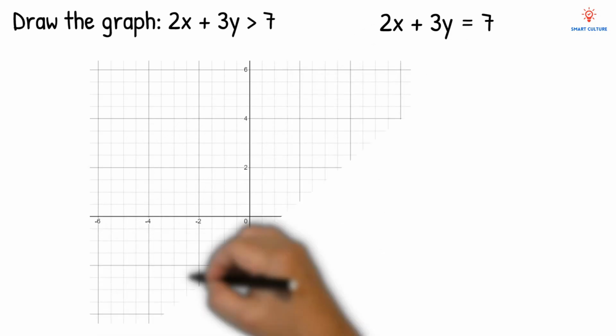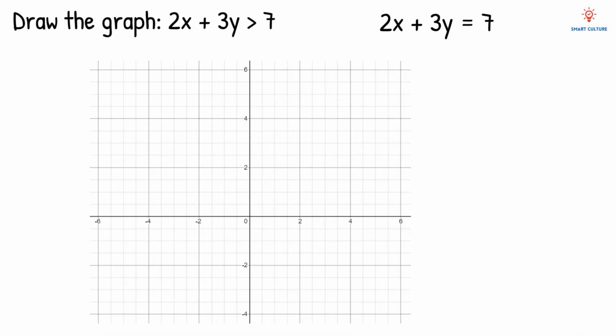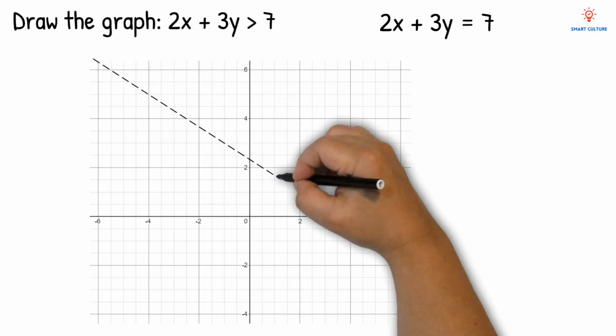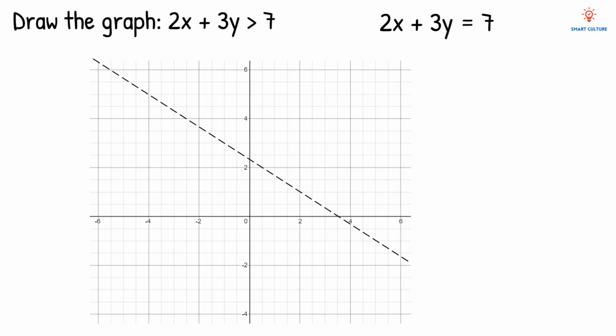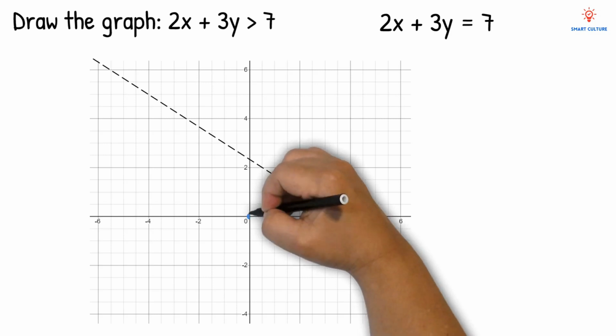Then we use a table of values, or you can also use the slope intercept form to graph this function. So here we have the straight line. Now the next step is to choose a point that is not on the line of 2x + 3y = 7. Now remember, if the line does not go through the origin, then the point (0, 0) is always a good choice. So that is what we'll do in this case.